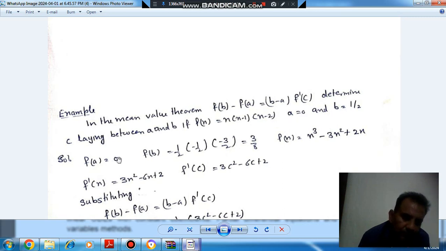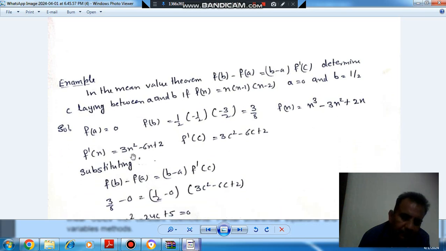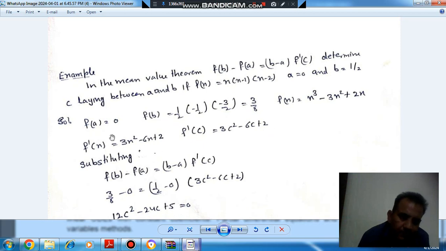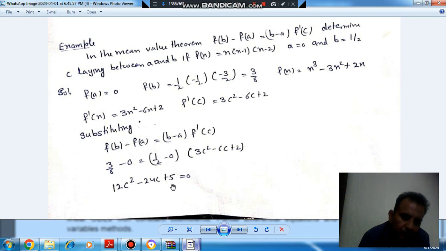So what we will do, we will find f(a). We put a equal to 0, then this will be 0, and if we put b equal to 1/2, then this will be 3/8. If we solve it, f(x) will be x cube minus 6x square plus 11x minus 6, and f'(x) is the differentiation, which will be 3x square minus 12x plus 11. If we put x equal to c, then it will be 3c square minus 12c plus 11. So now we have all the values f(a) and f(b) for this formula, with b equal to 1/2, a equal to 0, and f' as this. So we can solve it for c.